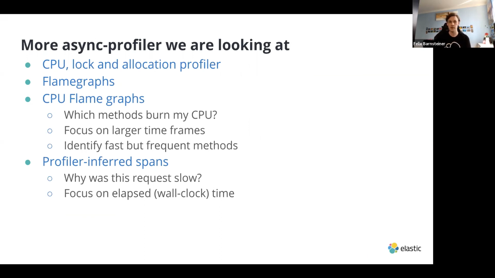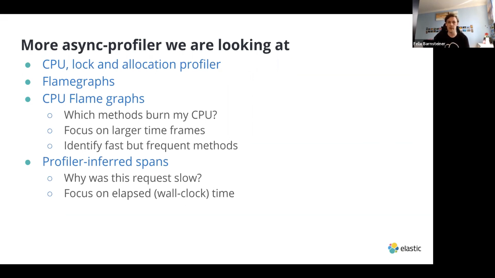And that is also super useful to identify methods that are actually quite fast to execute, but when they are executed quite frequently, they can still cause a lot of pain and a lot of burned CPU cycles. So CPU flame graphs are really useful, but they are not that useful to troubleshoot latency because they only show you what's happening on CPU. When you're doing a lot of external requests, chances are that your threads are not on CPU, but they're actually just waiting for the response. So you wouldn't see that information in CPU flame graphs.